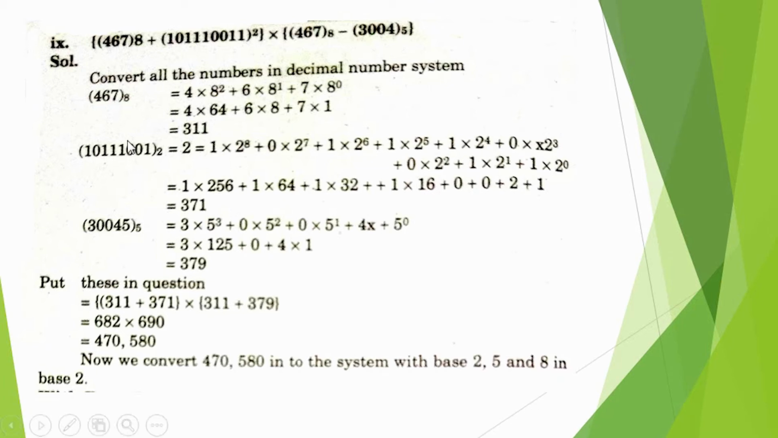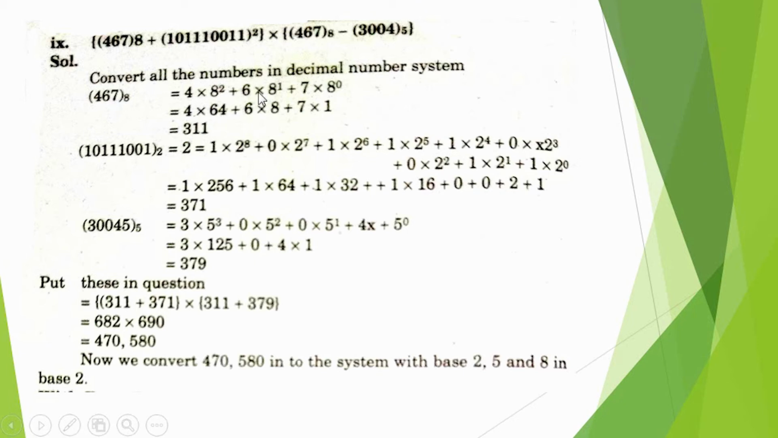Now question number 9. 467 base 8 plus 101110011 base 2 multiply 467 base 8 3004 base 5. Now we convert these values into decimal number.